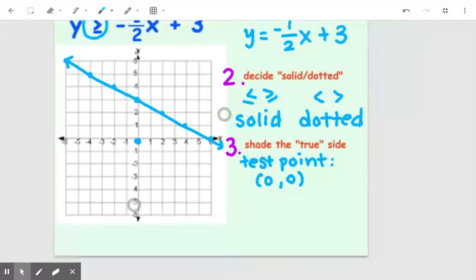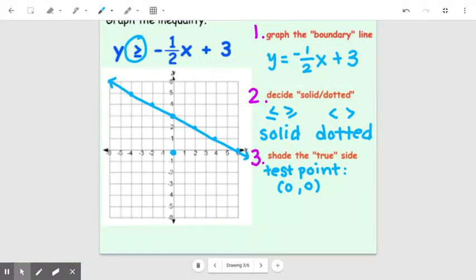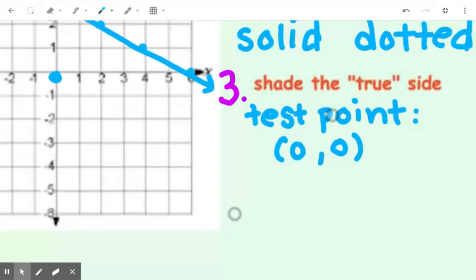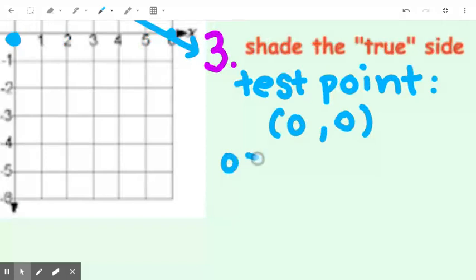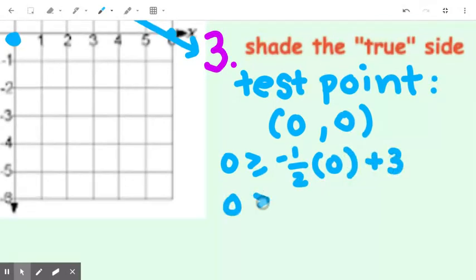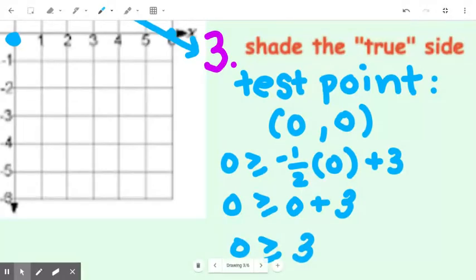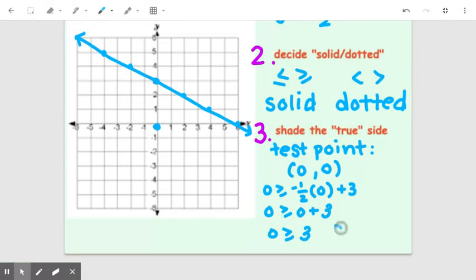So what I'm going to do is take 0, 0 and plug it back into the original problem to see if it makes this inequality true or false. So 0's going in for x and 0's going in for y. And I get down to the end where I have 0 is greater than or equal to 3. Now that is a false statement. So because that is false, that means 0, 0 is not a part of our solution.